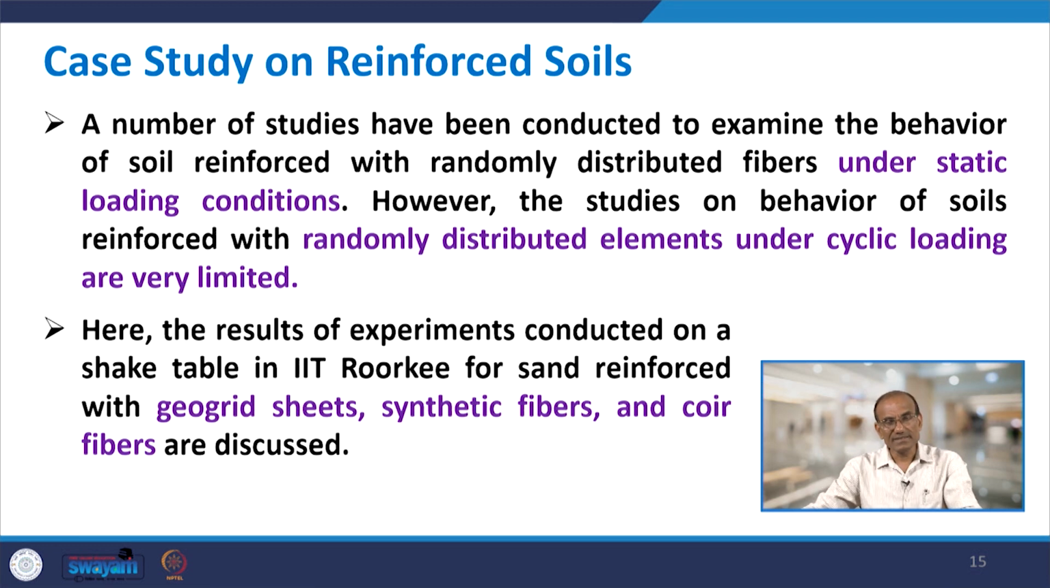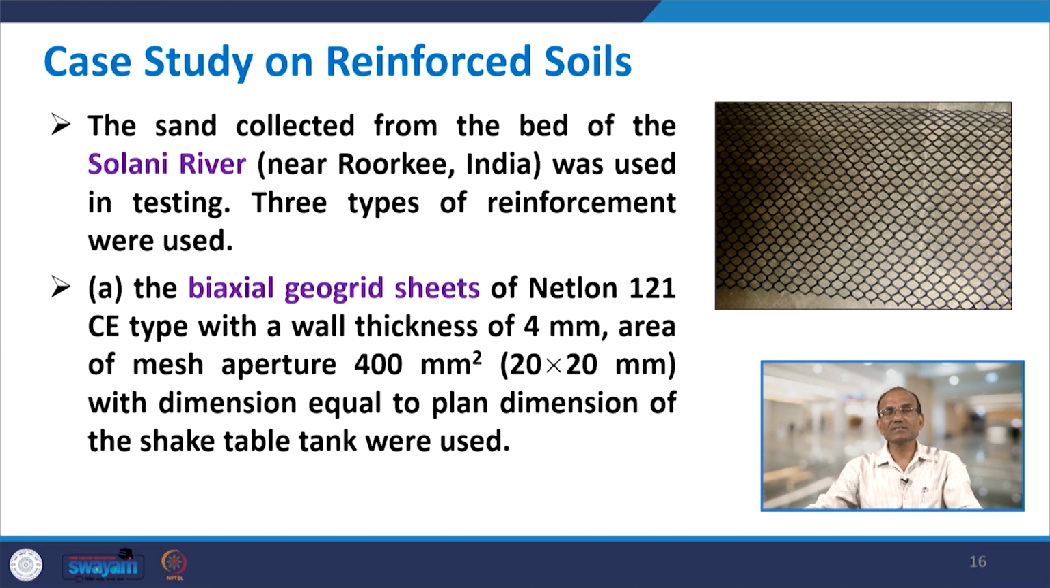So, what has been done here? The results of experiments conducted on a shake table at IIT Roorkee for sand reinforced with geogrid sheets, synthetic fibers and coir fibers are discussed. So, three types of reinforcement have been used: geogrid sheet, synthetic fiber and coir fiber. This is the case study on reinforced soils. This is the geogrid sheet.